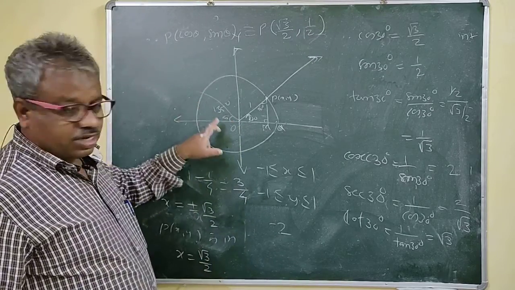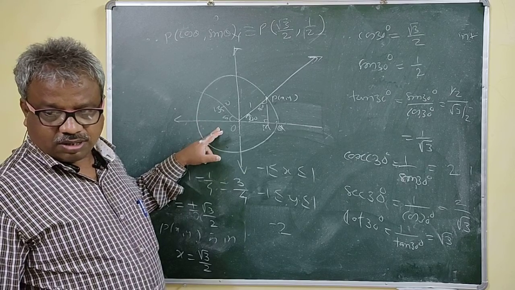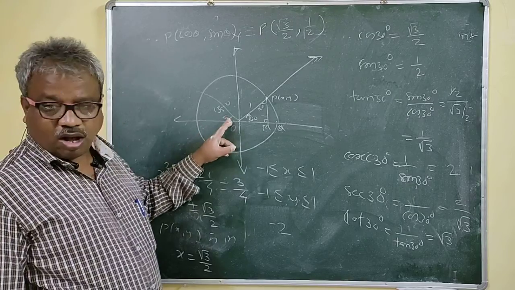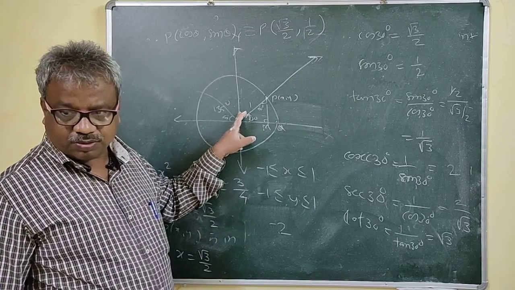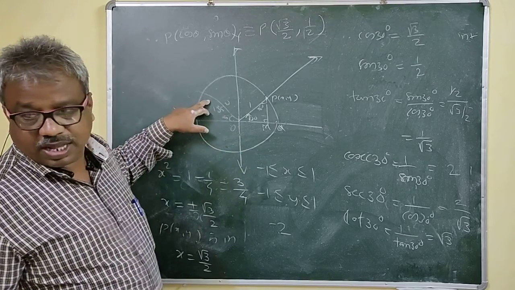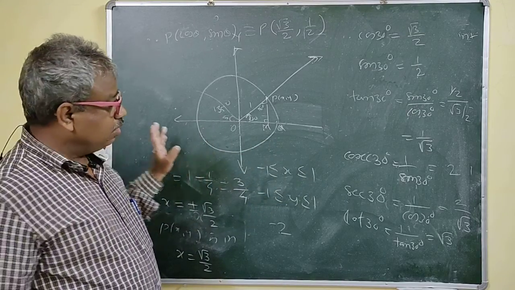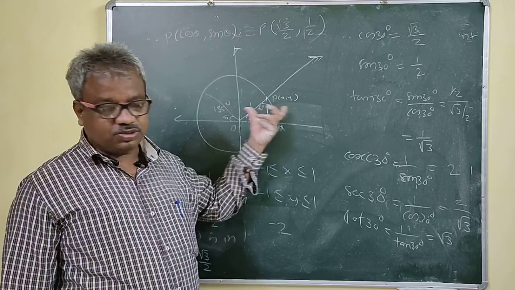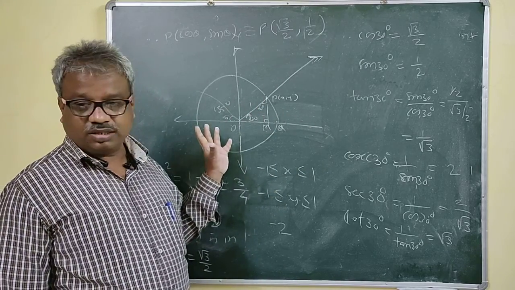And for 45 degrees, opposite sides are equal now. Suppose you want 120 degrees: this will be the 60 degree angle, and this angle will then be 30 degrees. So you can apply this property. That means you can find the trigonometric ratios of any angle with the help of the standard unit circle. I hope you understand all the things.